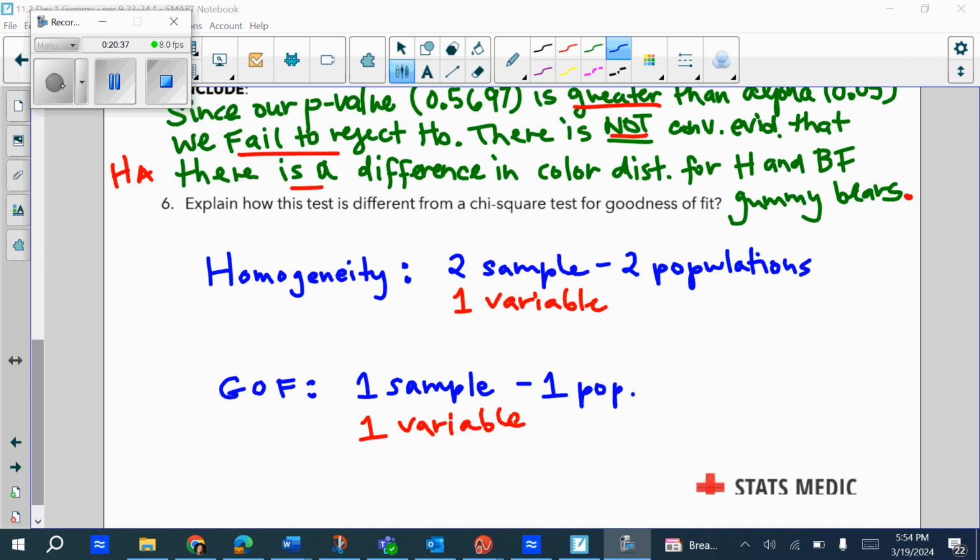Okay, go ahead now and complete the 11.1 check your understanding, and then also the 11.1 and 11.2 mixed practice.